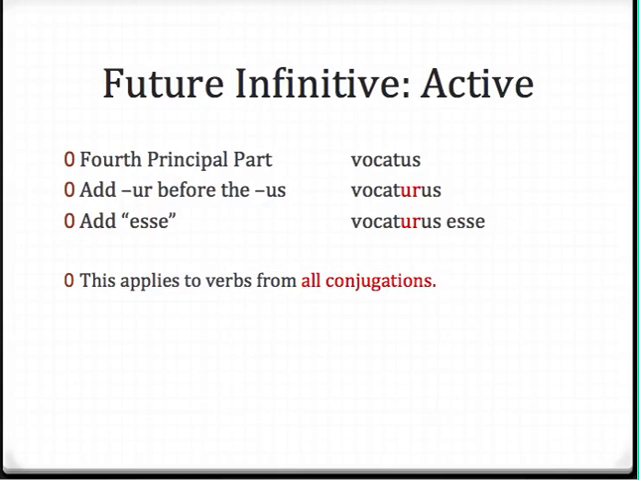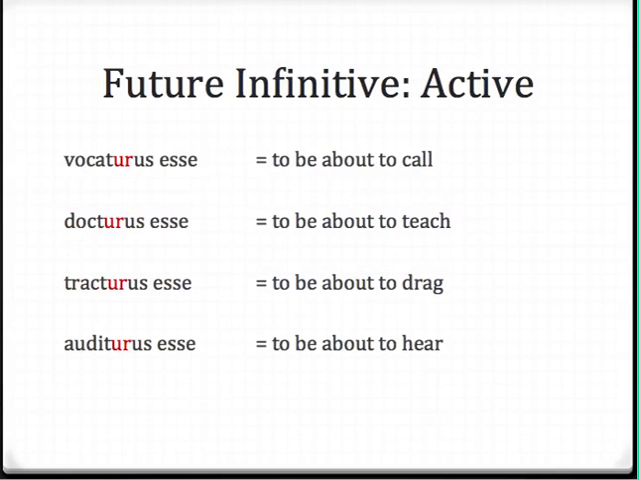To form the future active infinitive, you take the fourth principal part of the verb, add a -ur before the -us ending, and then add the word esse. This rule also applies to verbs from all conjugations. Vocaturus esse, since it happens in the future time, would be to be about to call, docturus esse, to be about to teach, tracturus esse, to be about to drag, and auditurus esse, to be about to hear.